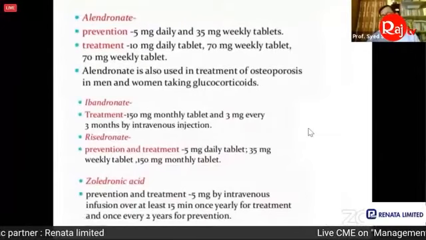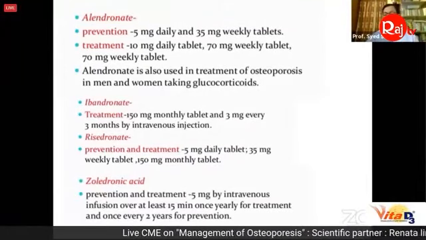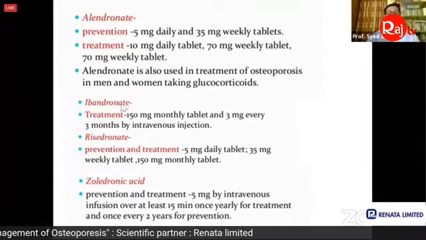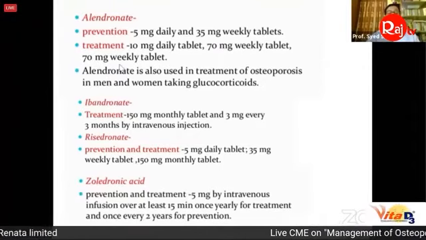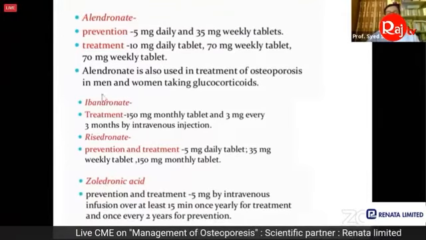What are the bisphosphonates? The first generation is not used nowadays. These are the second generation, alendronate, ibandronate. And risedronate and zoledronic acid are the third generation bisphosphonates.